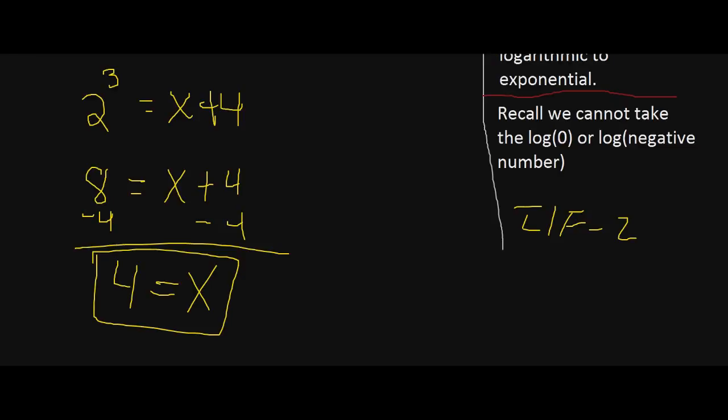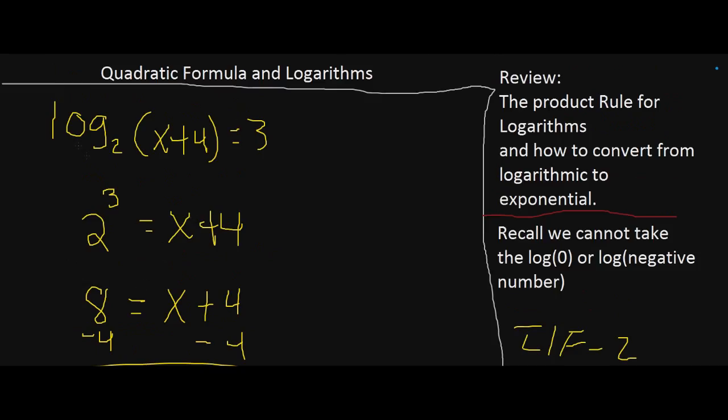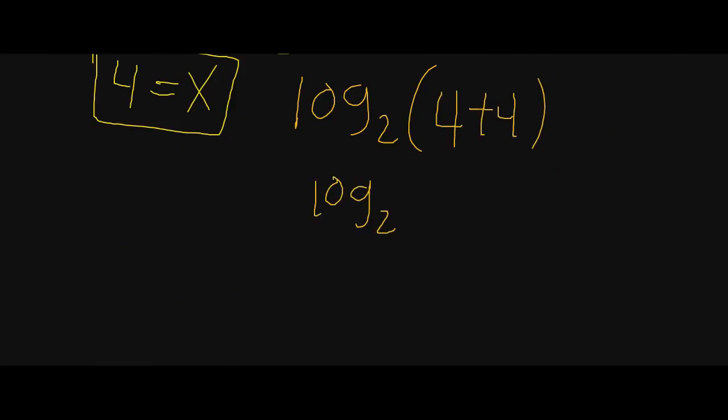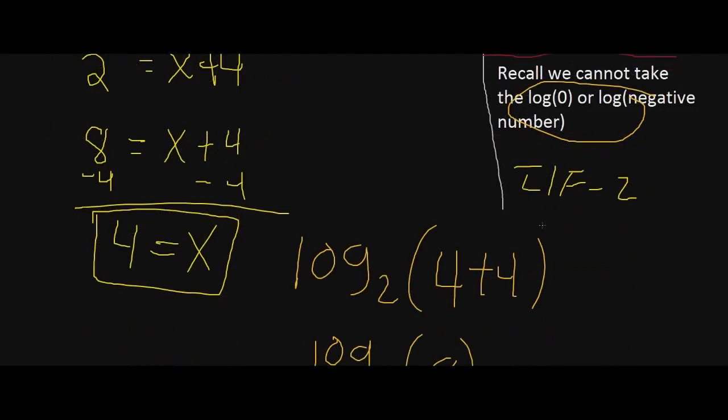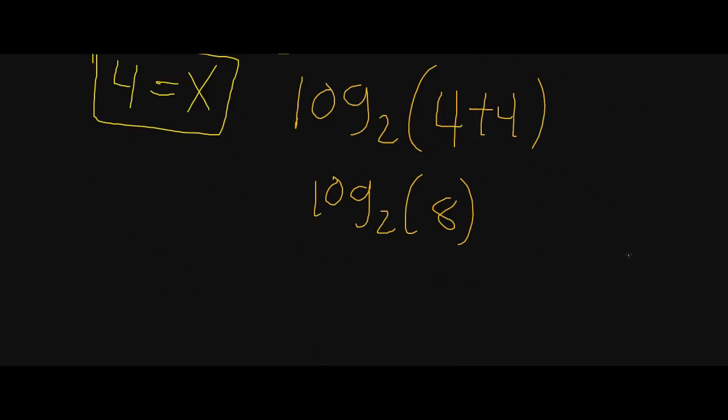So now the big question is, what happens if I plug 4 back into my equation? Well, if I plug 4 back into my equation, I'm going to get log base 2 of 4 plus 4. That's log base 2 of 8. And that's great, this 8 is a positive number. It's not 0 or negative. If we got a 0 or negative number, we would have to cancel out our solution, but that doesn't happen, so we're good.